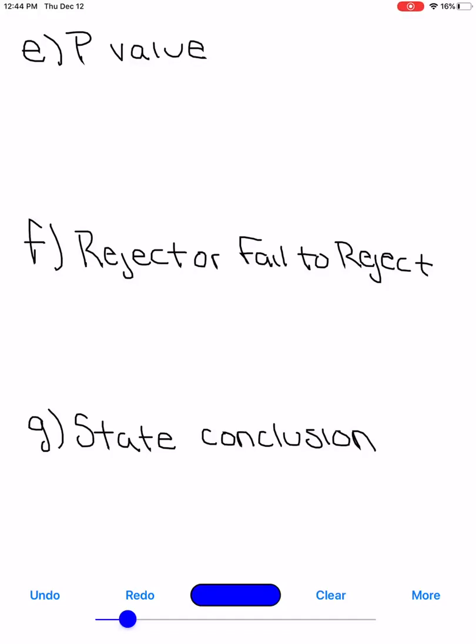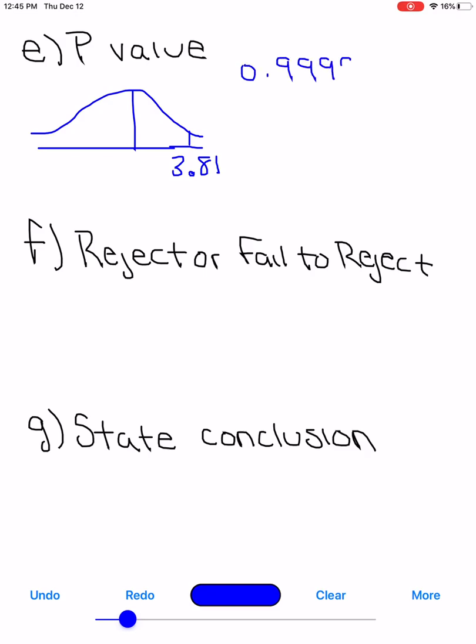Our next step will be to find or estimate the p-value, which is based off of the sample test statistic we found in Part D. Visually speaking, we'll be working with a standard normal curve where it has mu in the middle, and our z-score that we found is 3.81. When finding 3.81 on the standard normal table, we get the p-value of 0.9999. And that shades in this entire area to the left.